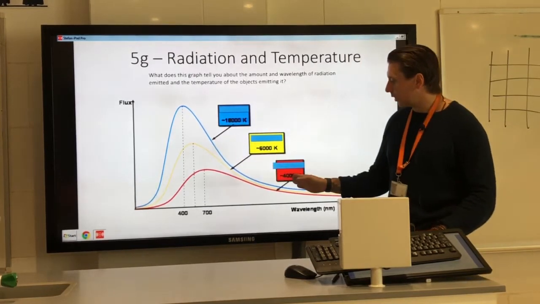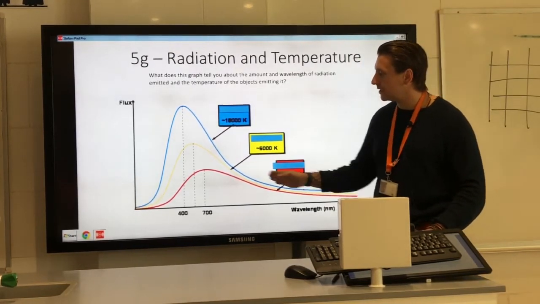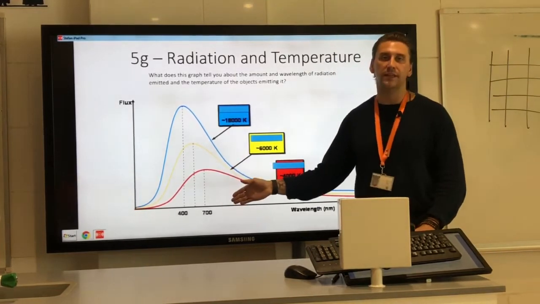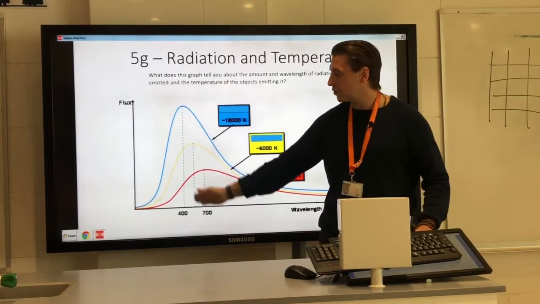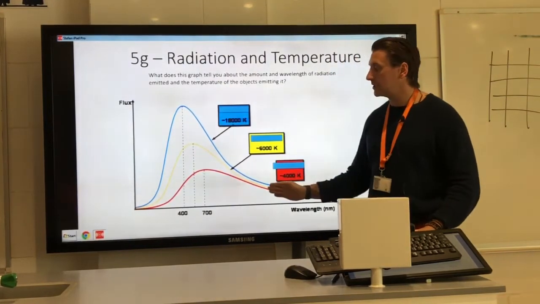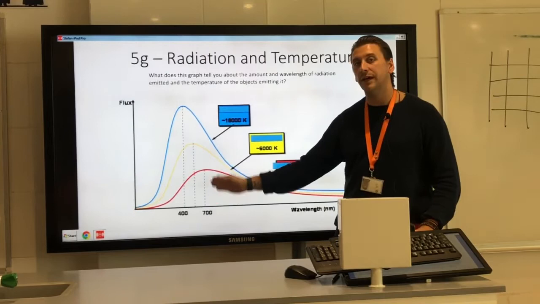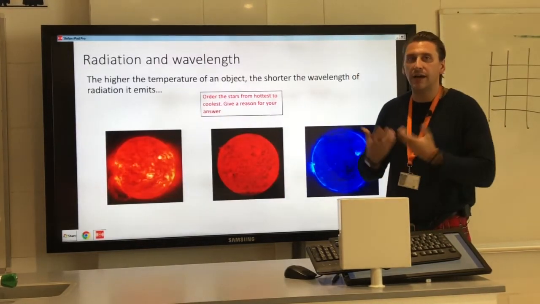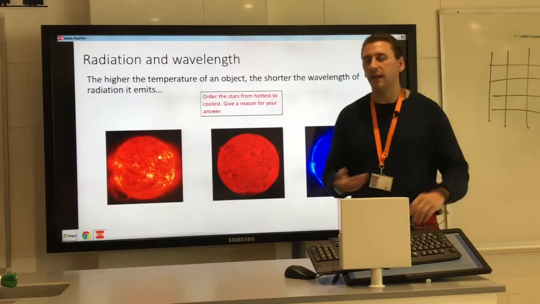Okay, so the lowest temperature, 4,000 on the red line, has the least intense radiation emitted and the longest wavelength. Higher temperature means a shorter wavelength emitted at the peak and more intense radiation. Lower temperature means a longer wavelength and less intense radiation. Now, what does that mean in real life? How might I experience that in everyday life?